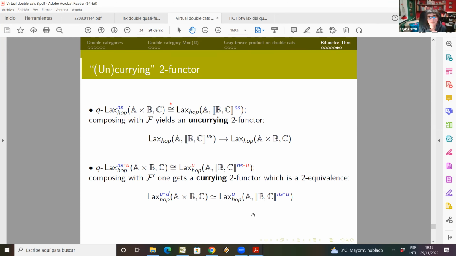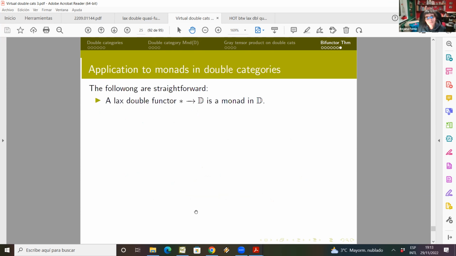So as said, the authors proved it for two-categories. So these are two-categories, but the gadgets inside are double categories. And this is the final slide. This is to say a tiny application to monads in double categories.